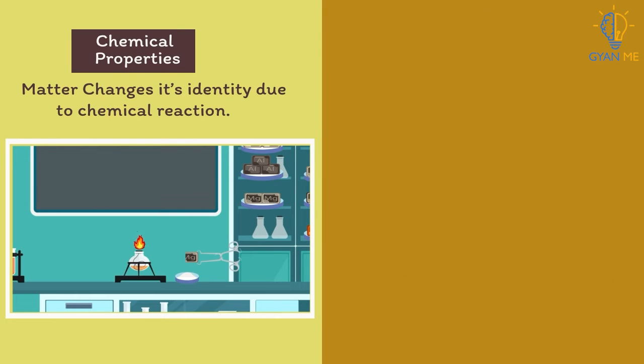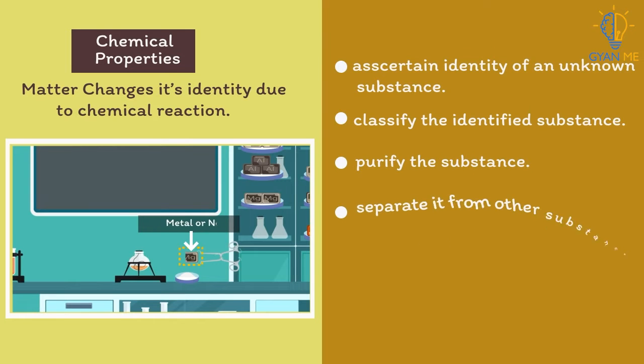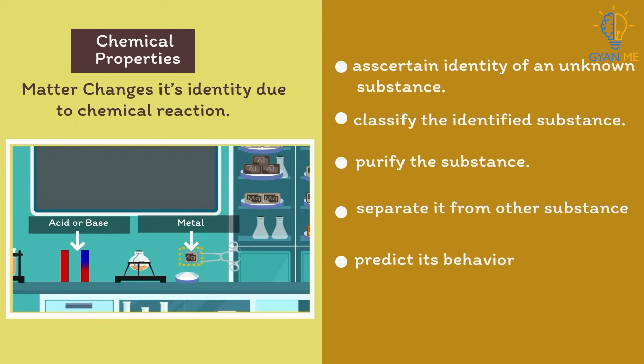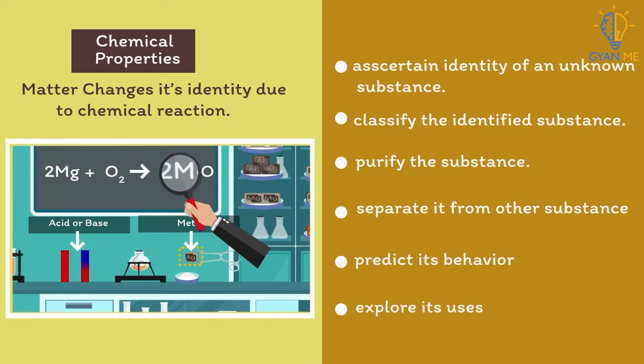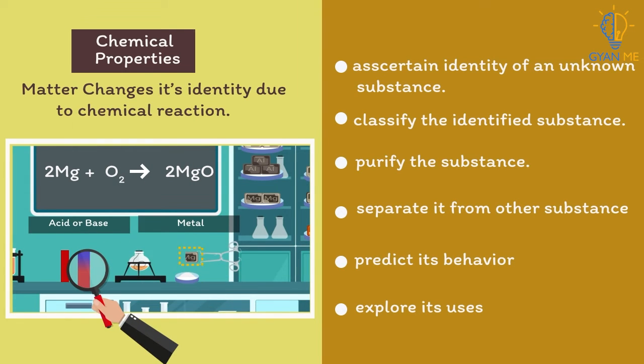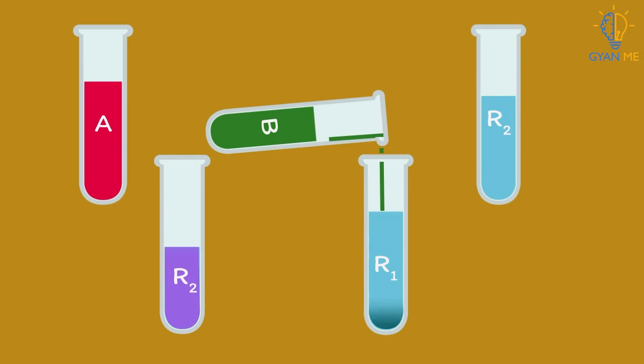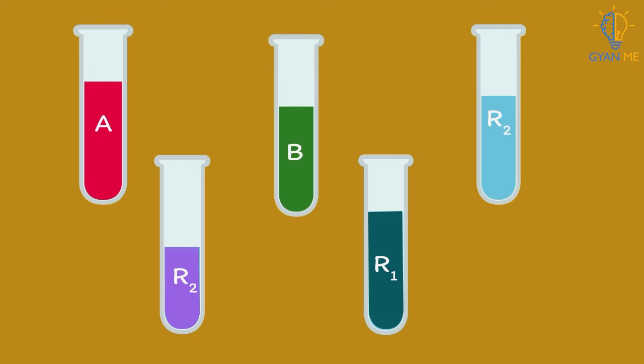It's important to know the chemical properties of a substance because this information can be used to ascertain the identity of an unknown substance, classify the identified substance, purify the substance, separate it from other substances, predict its behavior, and explore its uses. To identify a chemical property of a substance, we look for a chemical change that is brought about by chemical reactions of that substance with various reagents. So let us get down to study various chemical reactions of acids and bases to understand their chemical properties.